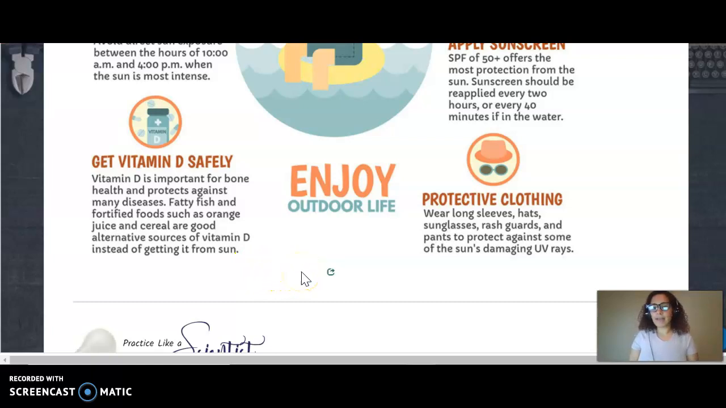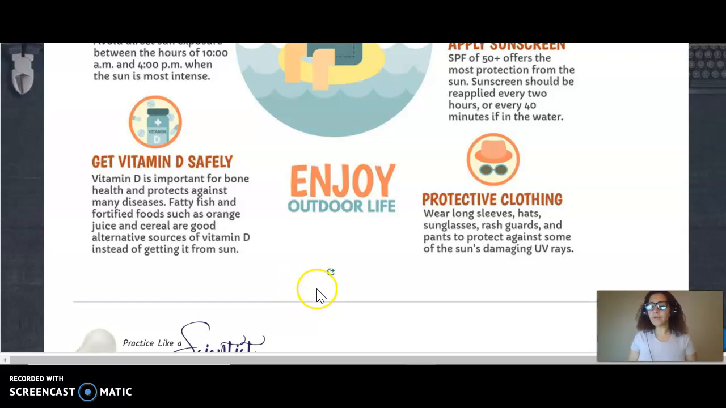So you have other ways of getting vitamin D. You may want to try to get vitamin D from other places instead of from the sun. So you can be eating fatty fish. Think like salmon. I know that's something that you guys like, some of you. And then also orange juice and other types of cereal are good ways of getting vitamin D.